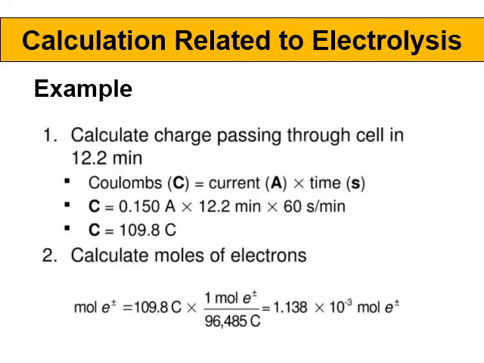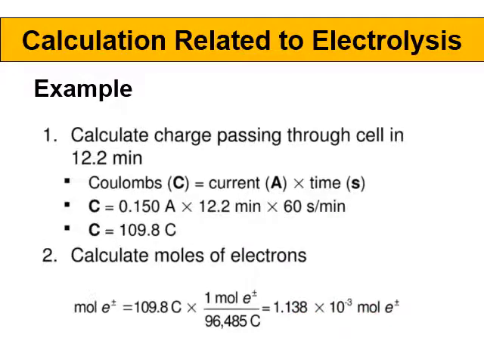Now, first calculate the charge through the cell in 12.2 minutes. Charge is equal to current times time in seconds. The current is 0.15 and the time is 12.2 minutes; multiply minutes by 60 to get seconds. That will give you the charge in coulombs. From coulombs, how do you find moles? Times 1 mole over Faraday, 96,485 coulombs. We put the coulombs down here because we want to cancel the coulombs and find moles. What you get is 1.138 times 10 to the minus 3 moles.